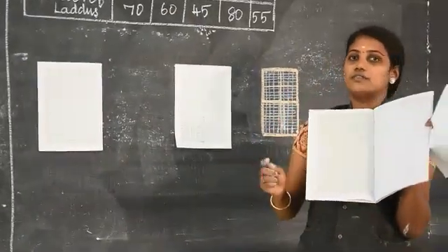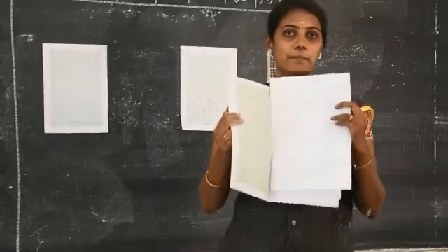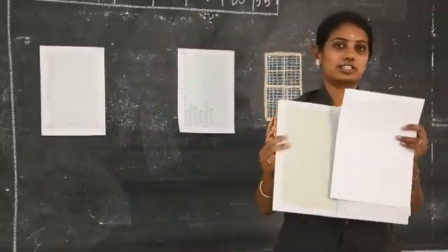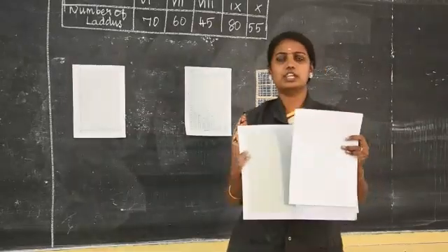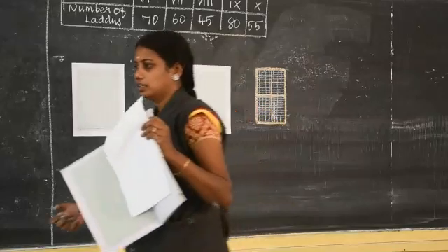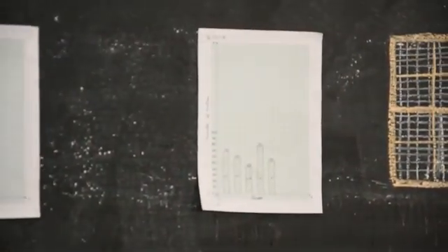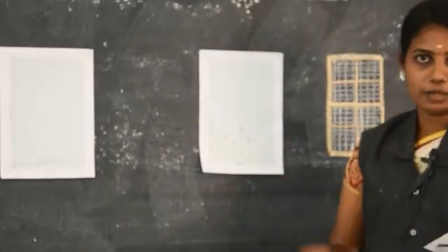We are only going to use scale and pencil. Don't use any pen, for example stick pen, ballpoint pen, or ink pen. Only you should use scale and pencil. So now take your scale and pencil. Then an eraser can be used. Don't use other things. We are going to draw a bar graph.